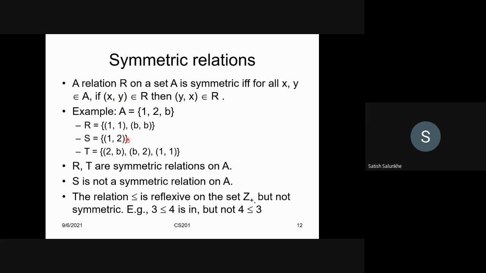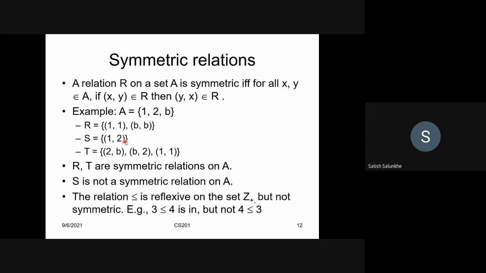So when you are asking how this is symmetric, think of this as an (x,y) pair. (x,y) belongs to R. In this case, (1,1). For which do you have (y,x) belonging to R? You just interchange. (1,1) also belongs to R. Yes, sir, understood now. Now (b,b) belongs to R. Think of this as an (x,y) belonging to R, for which (y,x) also belongs to R. Therefore it is symmetric.